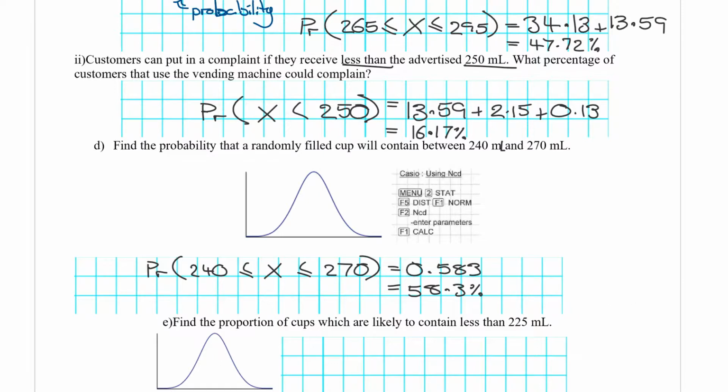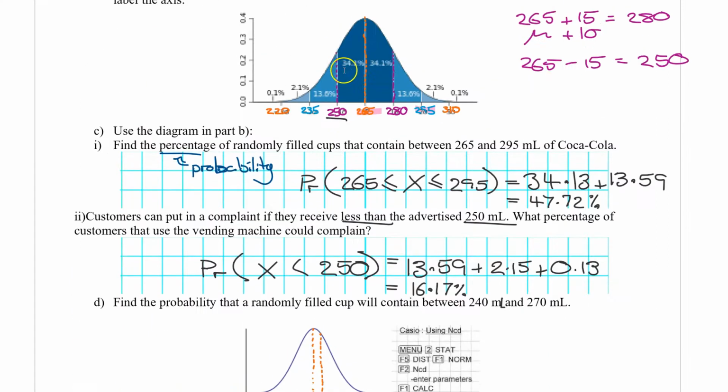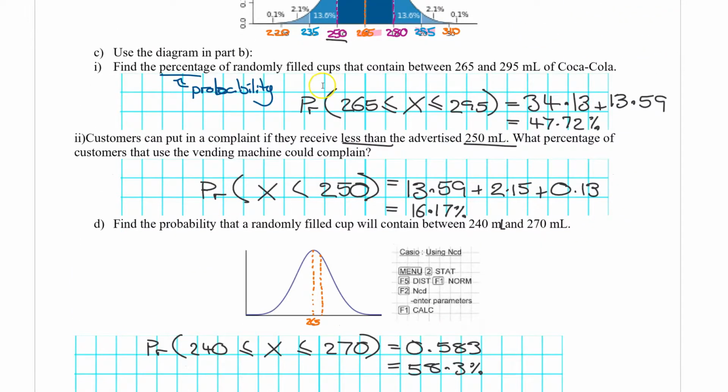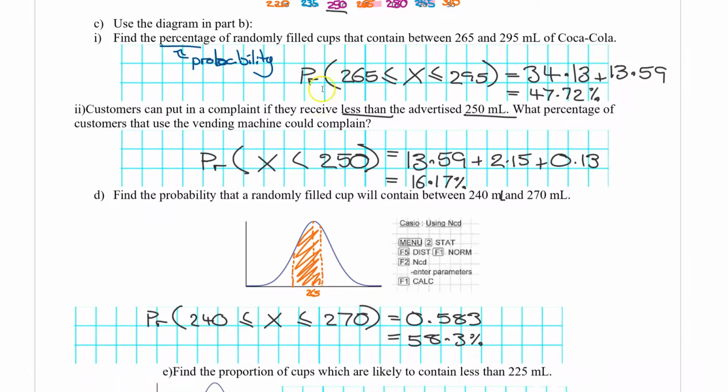Looking at this curve here, what's that going to look like? Well, that's 265, then 270 is going to be somewhere like there, and 240, let's have a look up. So for reference, it's going to be a little bit less than over a standard deviation. So we're saying that area in there.